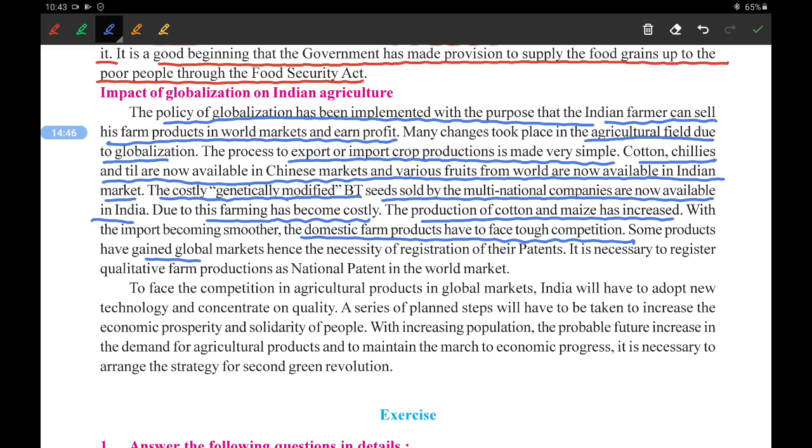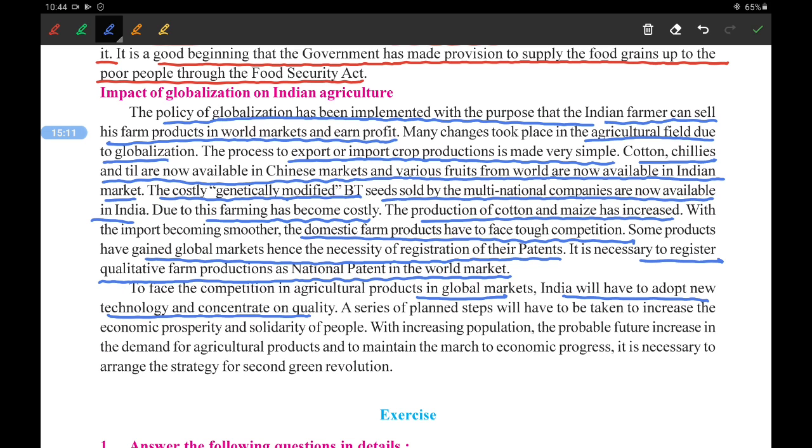Some products have gained a global market, hence registration and patents are also needed. Some of our products are sold in other countries, and that's why we need patents and registration of those things. It is necessary to register qualitative farm products as national brands in the world market. To face the competition in agriculture production in the global market, India will have to adapt new techniques and concentrate on quality. A series of planned steps will have to be taken to increase the economic prosperity and solidarity of the people. There should be planning that is implemented in a better way.